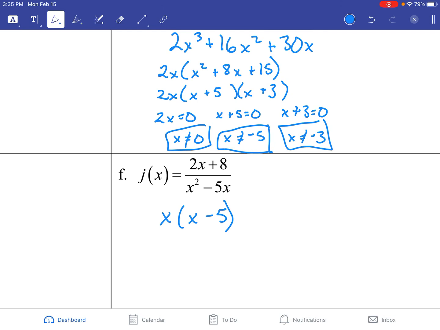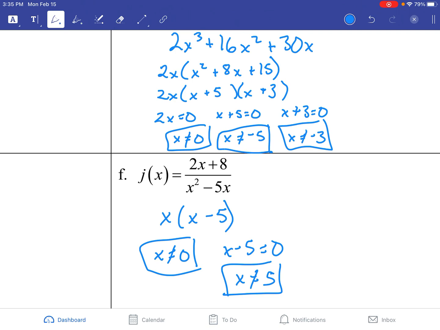Now you take both your factors and set them equal to 0, and then solve for x. So the first one's already done for you. It is x equals 0. So x cannot equal 0. And then the other one's going to be x equals 5, and x cannot equal 5. That is your domain restrictions.